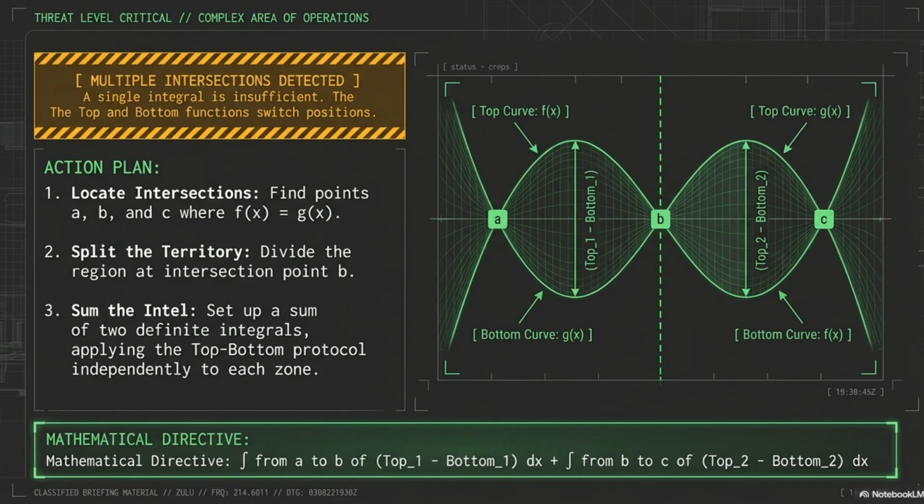Threat level critical. Complex area of operations. If multiple intersections are detected, a single integral is insufficient because the top and bottom functions switch positions. You must execute a three-step action plan. 1. Locate the intersection points. 2. Split the territory at the intersection. 3. Sum the intel by setting up two separate definite integrals, applying the top-bottom protocol independently to each zone.